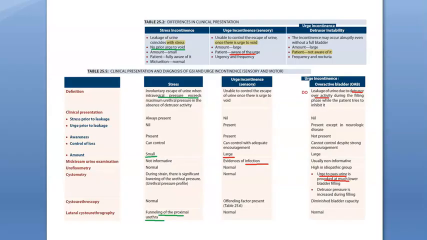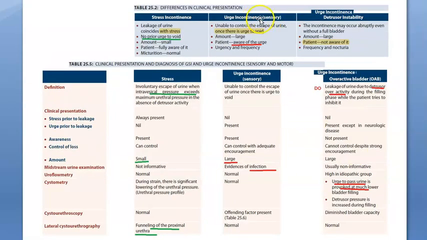And there are other types of incontinence also. You have urge incontinence which is sensory. Then you have urge incontinence which is motor. Detrusor instability, overactivity of the bladder, that also is there. OAB, overactive bladder. So urge incontinence sensory is because of infection, UTI.